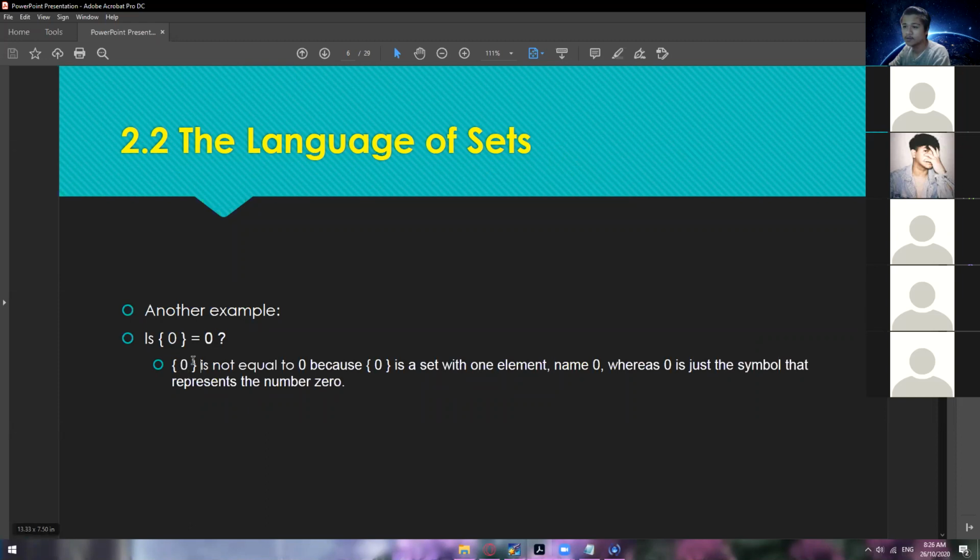Okay, so this curly bracket is not the same with parentheses. Parentheses is just for groupings, but for curly bracket, set na siya. So this one is not equal to 0 because {0} is a set with one element named 0, whereas 0 is just the symbol that represents the number 0. So this is a set, and then the other side is a number. So are we clear so far?